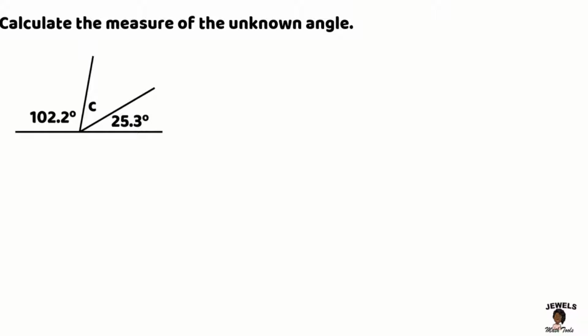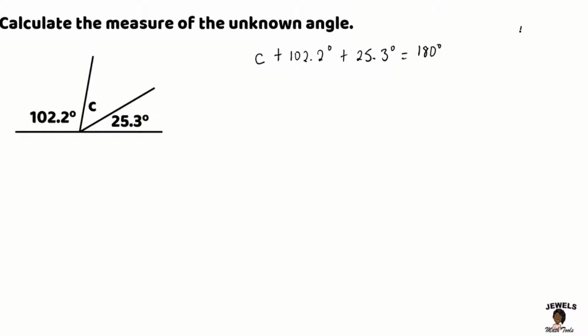So in our examples today, this is part 2 of calculating the measure of our unknown angles when we're using decimal numbers. And in our examples today, we have multiple decimal numbers involved. So we're going to begin, as we always do, by first writing out our equation. So remember that your angle C plus 102.2 degrees plus 25.3 degrees is equal to 180 degrees. And we're going to first begin by summing the numbers that were given to us.